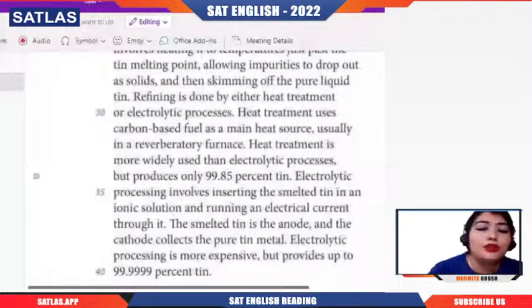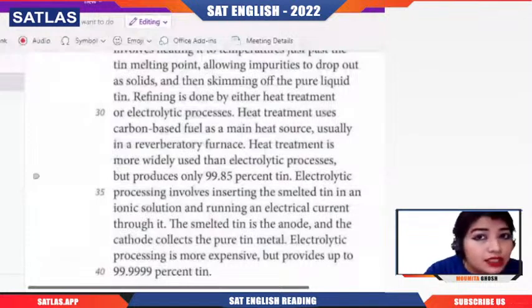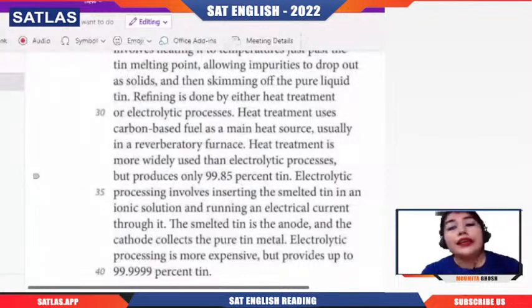A reverberatory furnace is a type of metallurgical or process furnace where the material being processed is not in contact with the fuel. Whenever there is a furnace, you might know that there are some crude oils present there. Some crude oils, petroleum could be present there. Diesel could be present there. Kerosene could be present there in a reverberatory furnace.